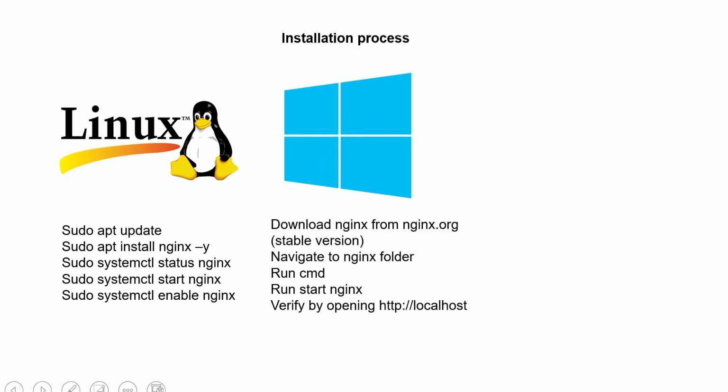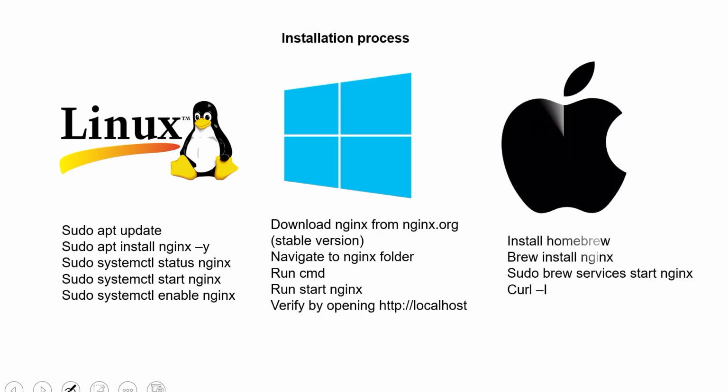If you have a Windows machine, download Nginx from nginx.org. Pay attention to download the stable version. Navigate to the Nginx folder, run cmd, and type start nginx. It will start the Nginx service. To verify, open your browser and go to http://localhost. It will show the welcome page for Nginx.